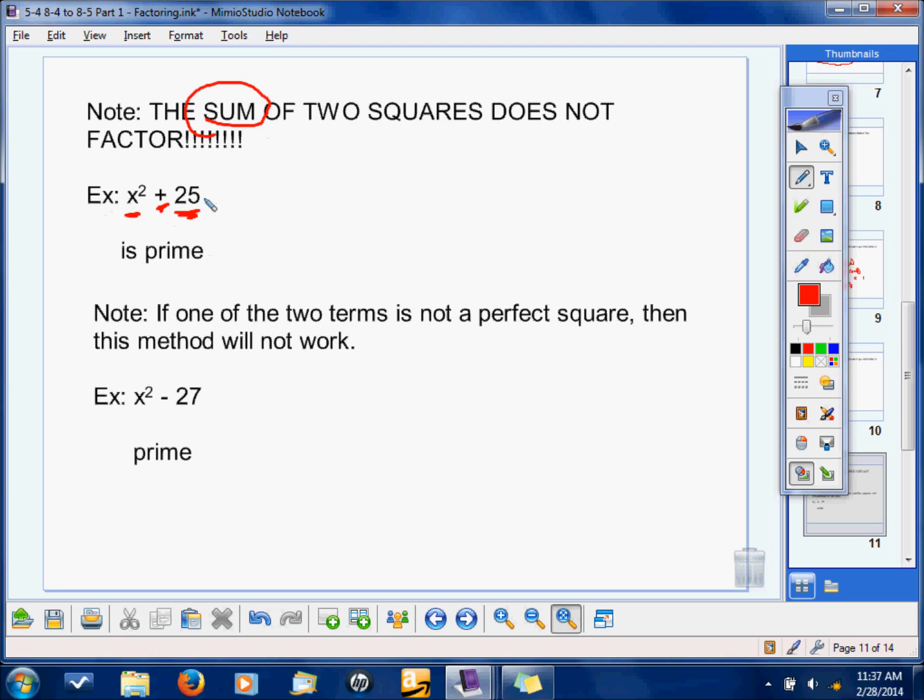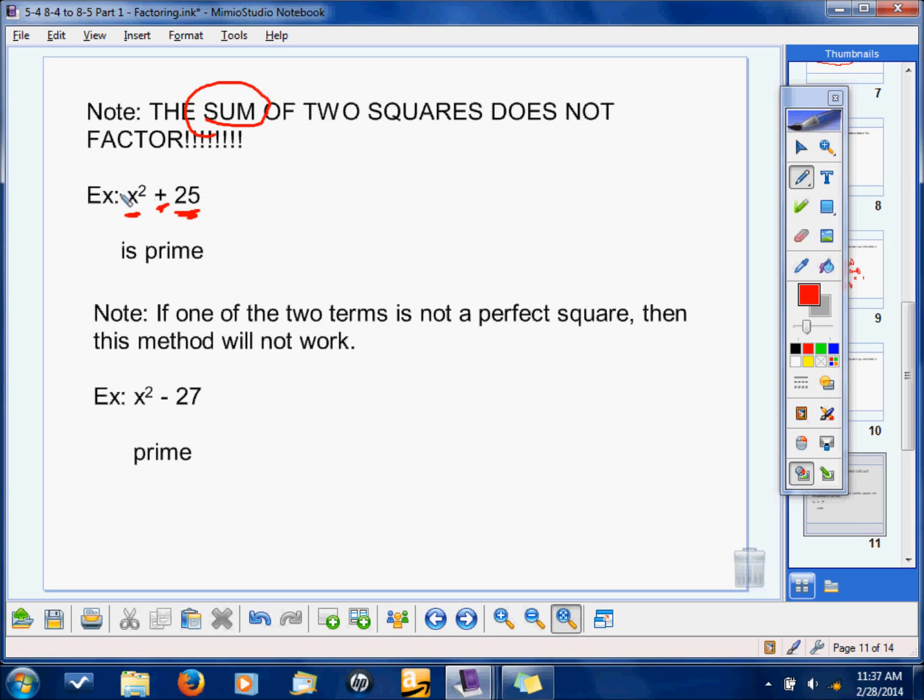They're perfect squares. They're both perfect squares. Listen to me, you've got to get this. This is a common mistake. It's a sum of 2 squares. It's not a difference of 2 squares. The sum of 2 squares doesn't factor.